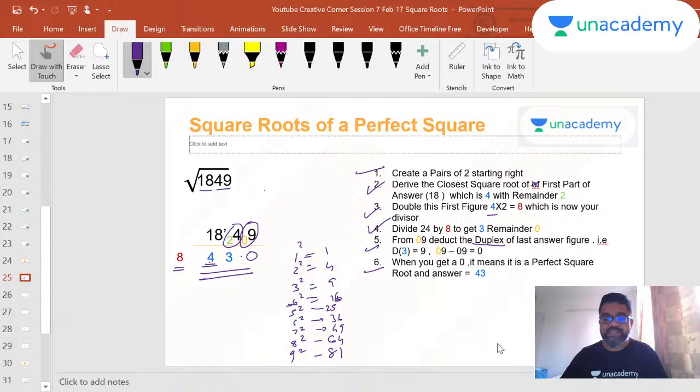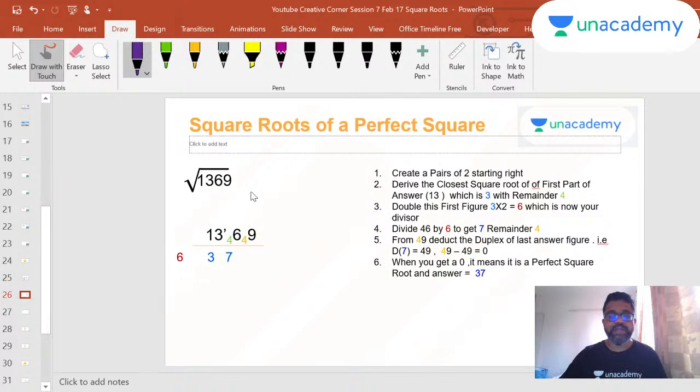Okay, let's try one more example, then I think it will be clear, because you need a couple of examples to get the concept right in your head. You're looking at 1369. So let's do the first step again. Create pairs of 2 starting from the right. 69 and 13.